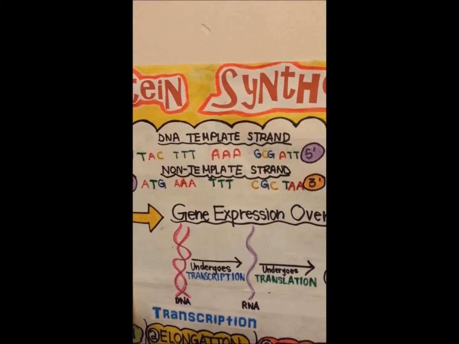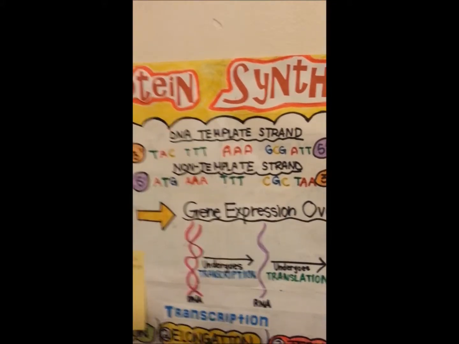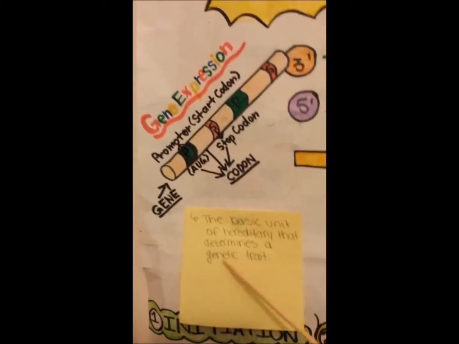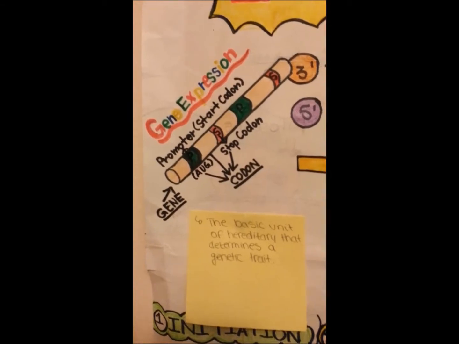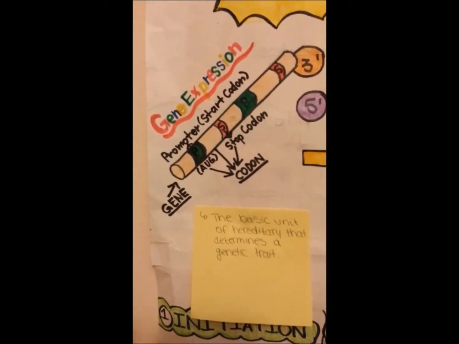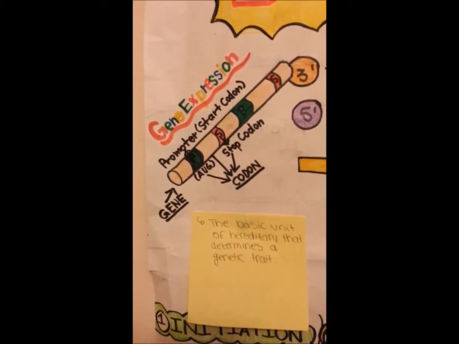Now we'll be talking about how our genes are expressed. This is referred to as gene expression, which is known as the synthesis of a protein as a result of the transfer of genetic information from DNA to RNA to protein. A gene is the basic unit of heredity that determines a genetic trait. It is a specific sequence of DNA that encodes for proteins and RNA molecules and can contain sequences that influence the production of these molecules.